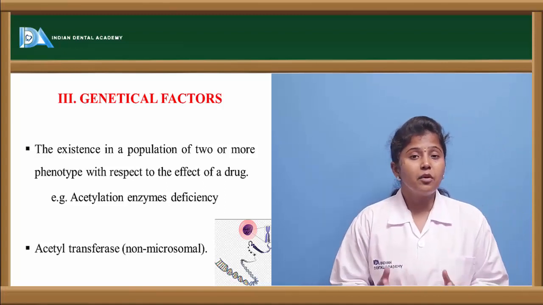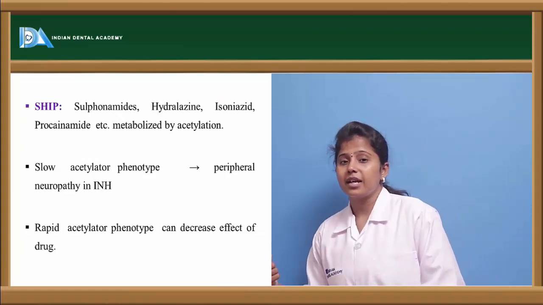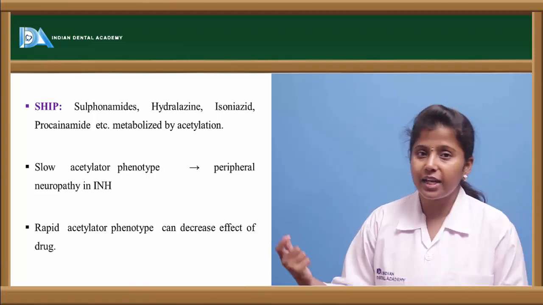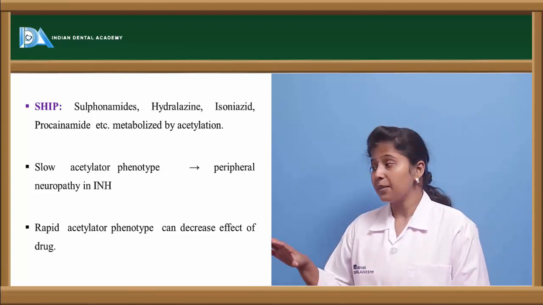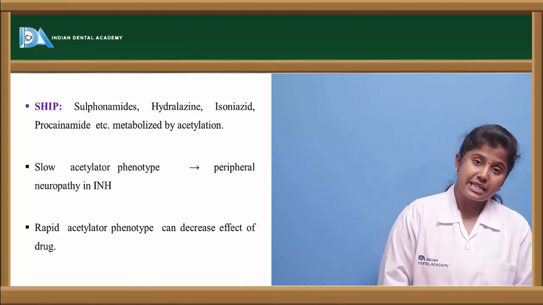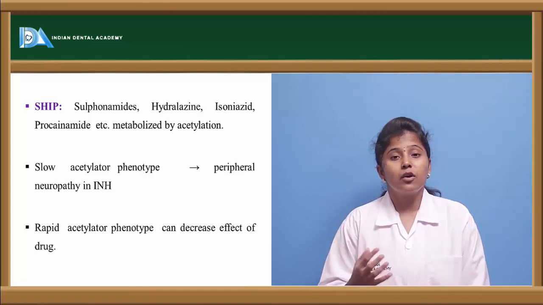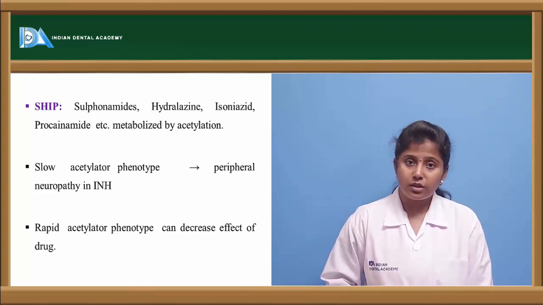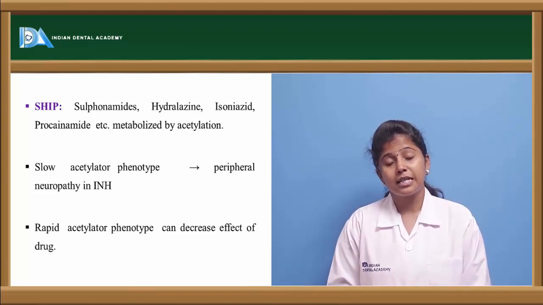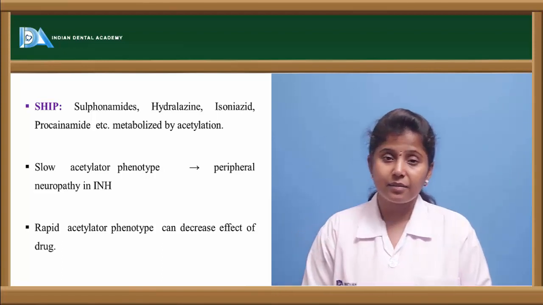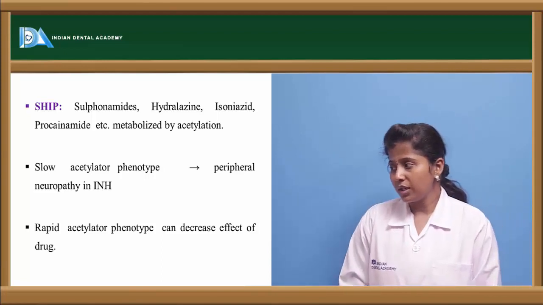Because of that, the metabolic rate of the drug can be altered. For example, the drugs like, we can remember SHIP, sulfonamides, hydralazine, isoniazid, as well as procainamide. These drugs get metabolized by the acetylation process itself. The metabolism of these drugs has to be done, because if metabolism does not occur, these drugs show adverse drug reactions. But if the acetylating metabolizing enzymes are not present by heredity, then the acetylation of these drugs won't take place, and that may lead to severe adverse drug reactions.